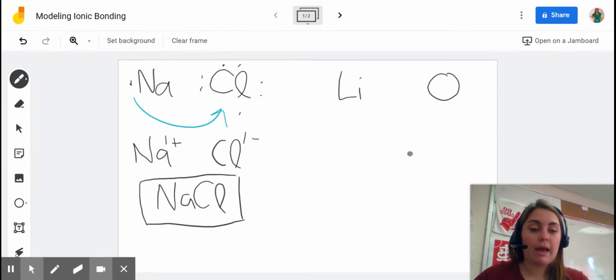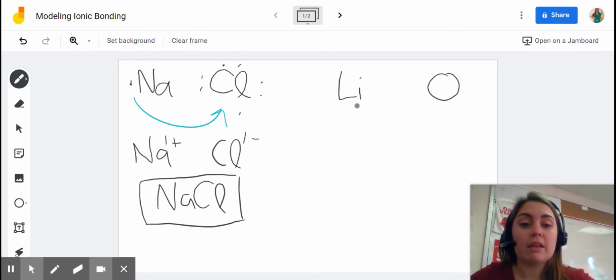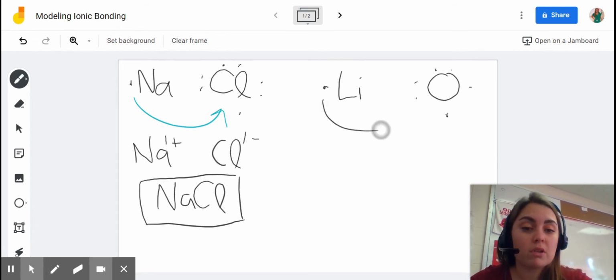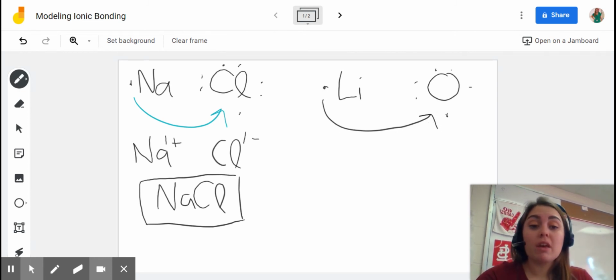Now let's do one that has subscripts. So over here, I've got lithium and oxygen. Lithium has 1 valence electron, which I know because it's in the first group on the periodic table. Oxygen has 1, 2, 3, 4, 5, 6 valence electrons because it's in group 6. So lithium wants to give up its electrons, oxygen wants to gain them. Lithium will send its 1 valence electron over there to oxygen, and now lithium is perfectly happy.